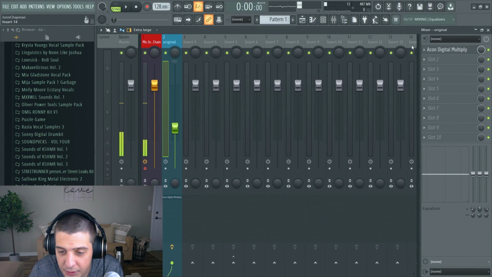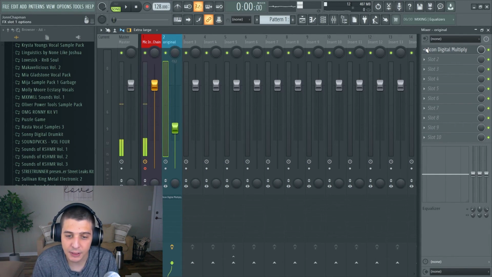That in a nutshell is what doubling is. You're going to be taking one signal and you're going to be multiplying it into different signals that have different feelings and attenuations and modulations to them. And you're going to spread it across your stereo field in order to create a bigger, fuller sound.